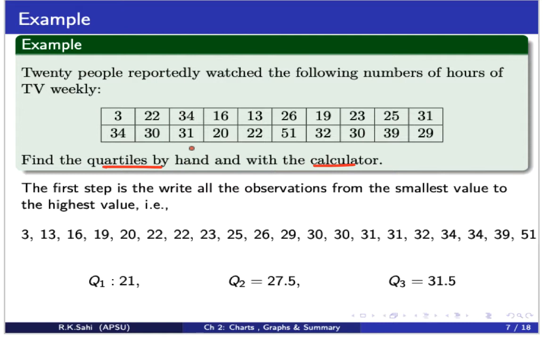The first thing is we are doing it by hand. We look at all the observations and write them down from the smallest value to the highest value, and I've done that here for you. The smallest is 3 and the highest is 51. Now, when you want to find the quartiles, remember the first is the median, which is Q2. Depending upon how many observations there are, odd or even, we figure out the median value.